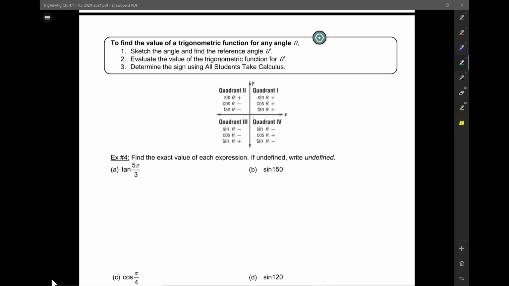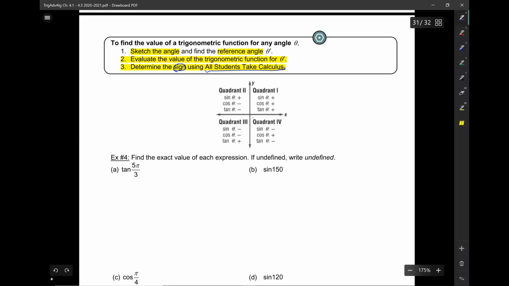In this part, we're going to find trig values, sine, cosine, tangent of the different angles. And that is a three-step process. Step one is you sketch the angle and you find the reference angle. Then you evaluate the trig function for the reference angle. And then finally, you have to find whether your answer is going to be positive or negative, using what we call this phrase, all students take calculus.